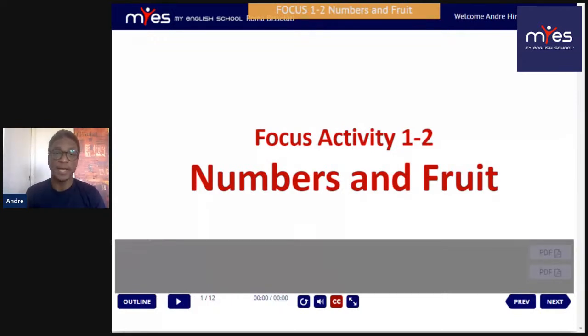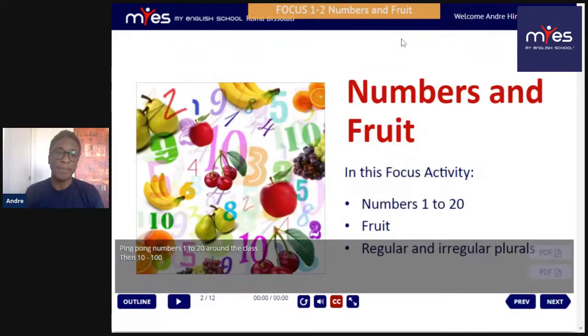It's called Numbers and Fruit. So we're going to be talking about numbers and fruit. So, let's begin. Numbers and fruit. In this focus activity: numbers 1 to 20, fruit, regular and irregular plurals. So those are the objectives for this focus activity.